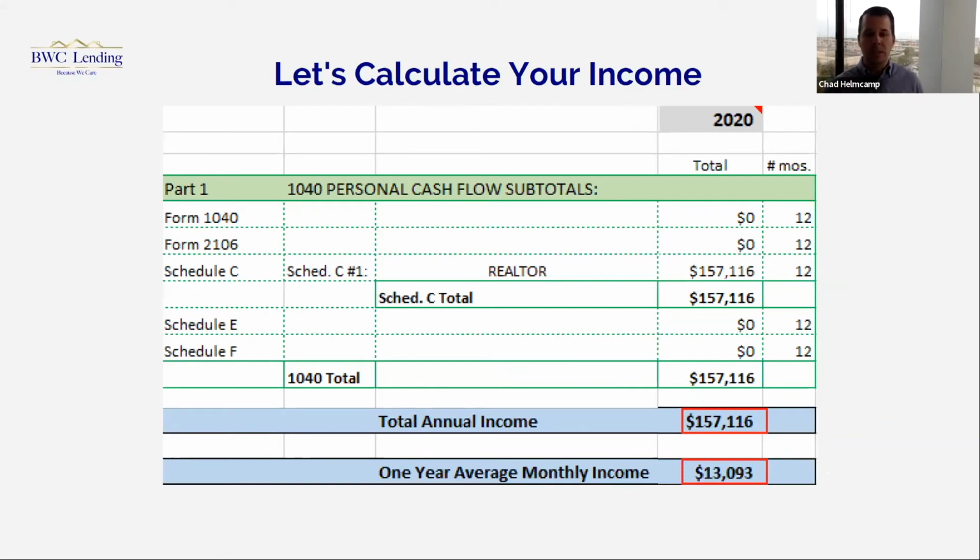In some instances where we have really well-qualified borrowers who have been in business for 5 or more years, we can sometimes get away with just 1 year's tax return, and that makes things a lot easier. But in this case, we've got about $13,000 a month.